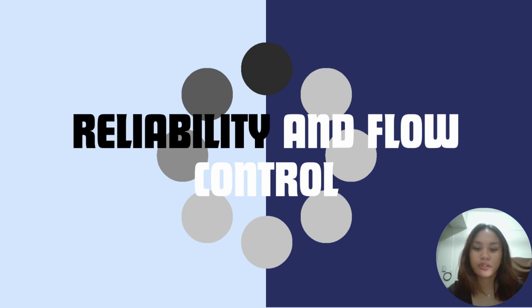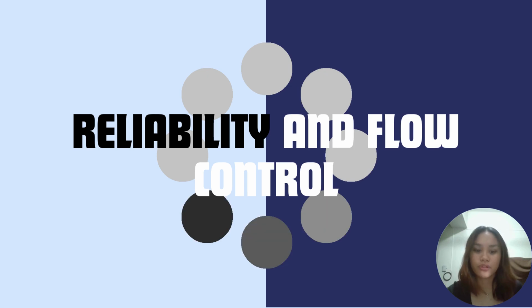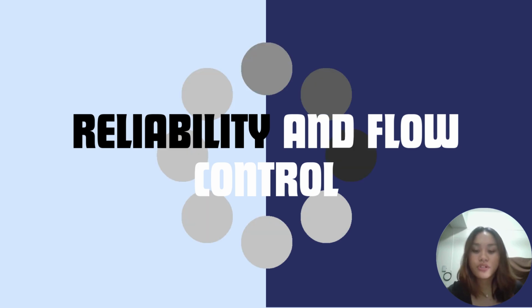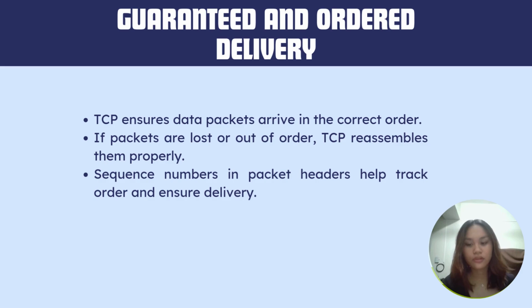Now, I will be talking about TCP reliability and flow control. TCP, or Transmission Control Protocol, is what ensures our data is delivered accurately and efficiently over networks. First, TCP guarantees that data packets arrive in the correct order. Sometimes, packets may get lost or arrive out of sequence. To fix this, TCP assigns sequence numbers to each packet, allowing the receiver to reorder them properly. This ensures that all data is received exactly as it was sent.